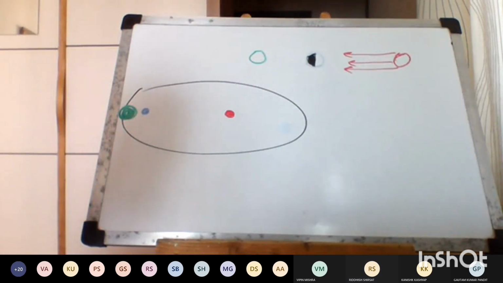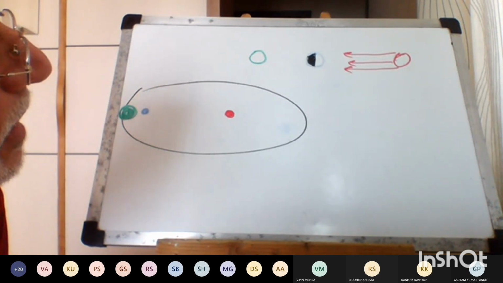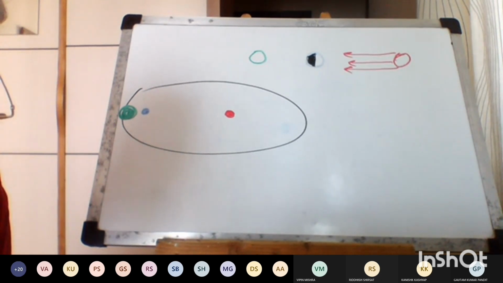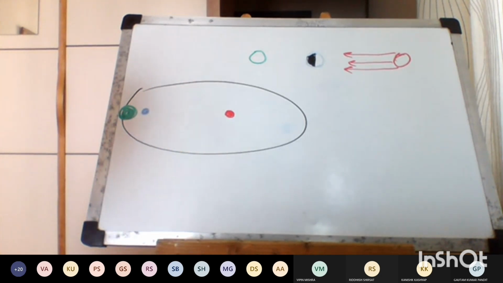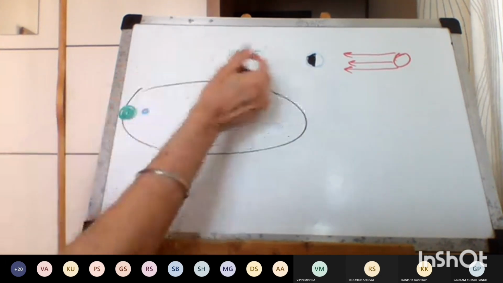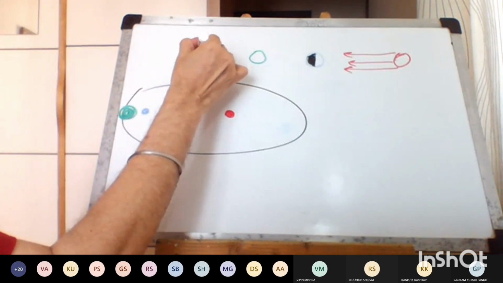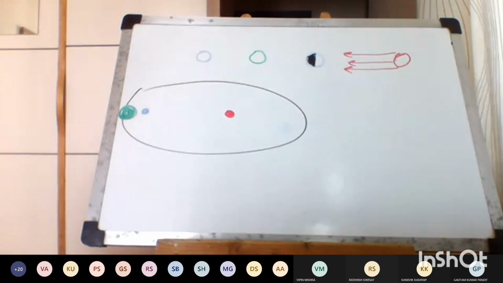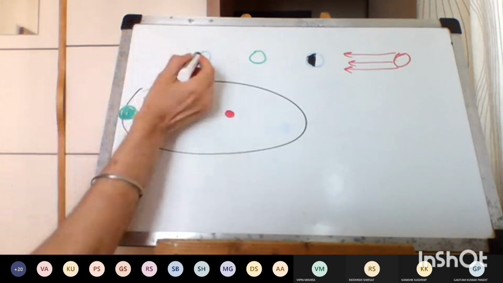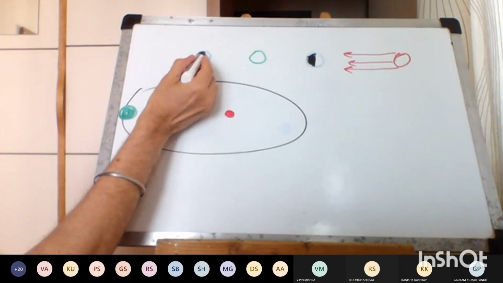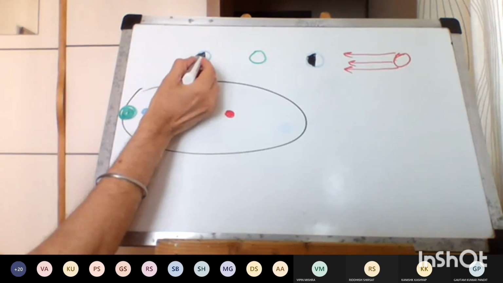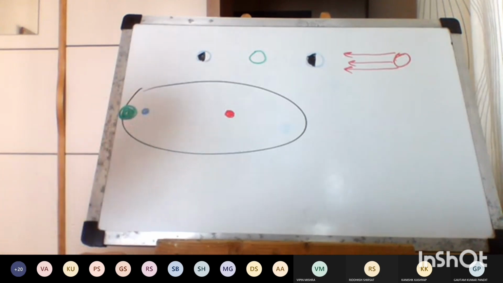New moon, that is the night of Amavasya, yes? Dark. They are seeing the new moon. And when the moon comes on this side, then what are they seeing? Full moon, sir. Then they are seeing the full moon, Purnima.